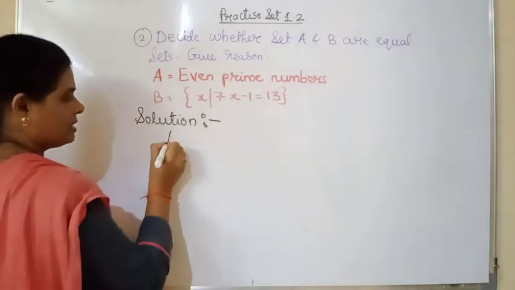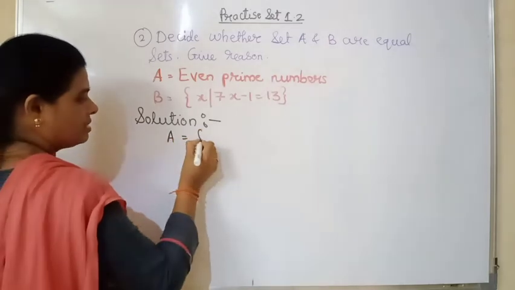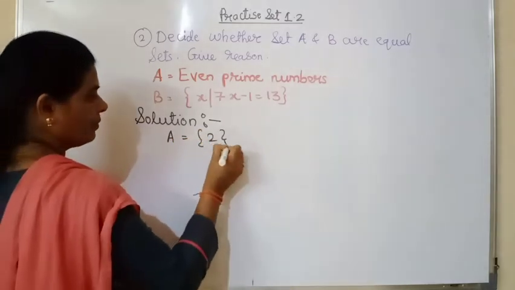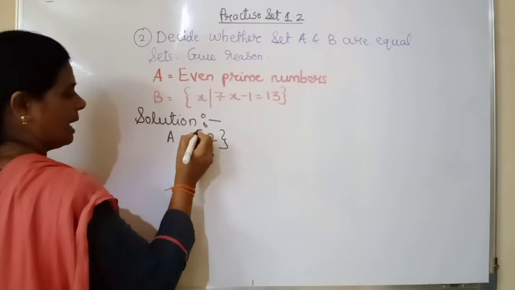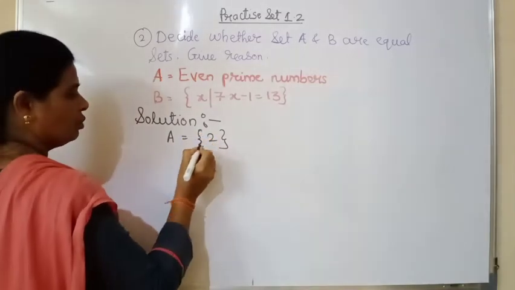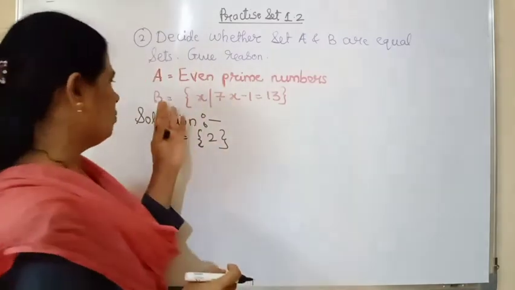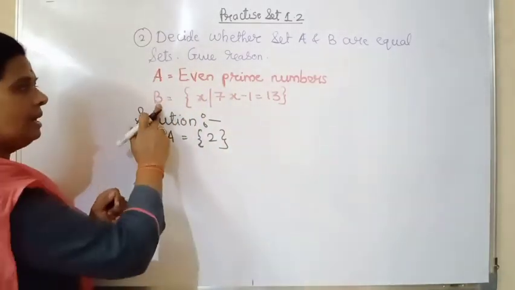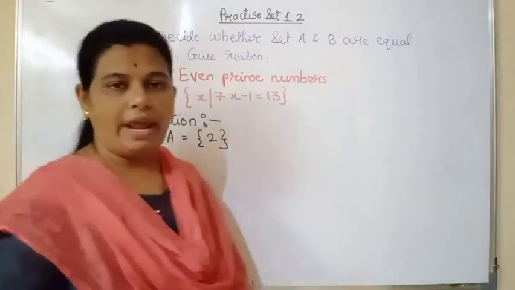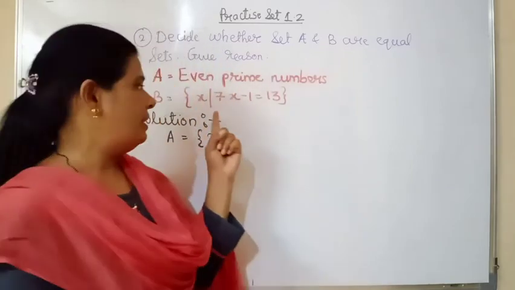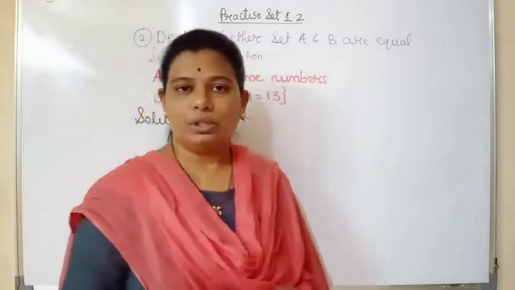Now we'll make the set A. So set A is equal to {2}. Which is that even prime number? That is 2. All remaining numbers are odd. Now we'll go towards the set B. What is set B? It is the set of x such that 7x minus 1 is equal to 13.